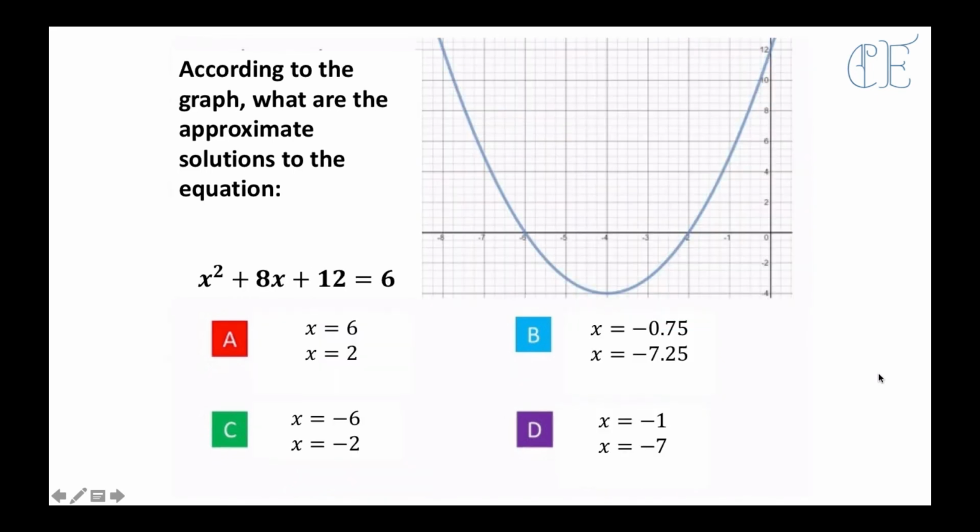Finally, try this one. What are the approximate solutions to the equation x squared plus 8x plus 12 equals 6? Okay, so for this one, we have to go to where 6 is on the y-axis. The reason for this is because we're given the y-coordinate of 6. Okay, so we go to 6, we go down, and it's like minus 8 something, 8.5, and then we go across all the way to here, and it's about minus 7.2. Yeah, 7.2. Okay, so we're looking at this one just here.